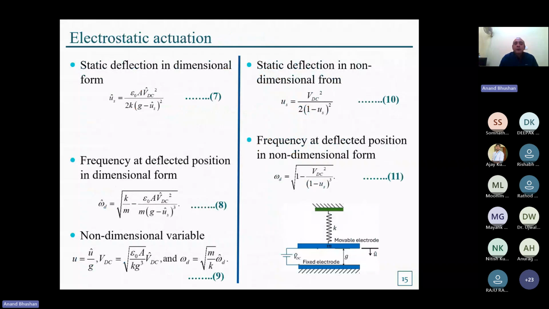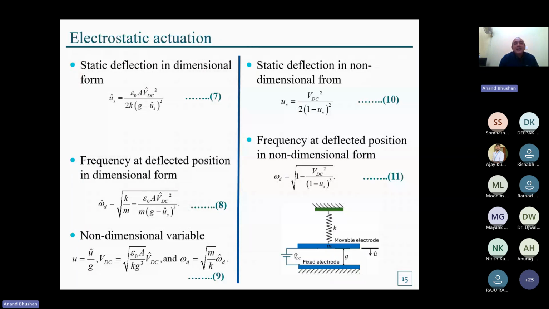Now, the two equations we have just developed in the last slide, we summarize here as equation 7 and equation 8. Equation 7 is a nonlinear algebraic equation which we need to solve numerically or analytically to find the relation between the DC voltage and static deflection. Similarly, equation 8 is the natural frequency at the deflected position. Later we see that non-dimensionalizing equation 7 and equation 8 will help us better understand the characteristics of this parallel plate actuator.